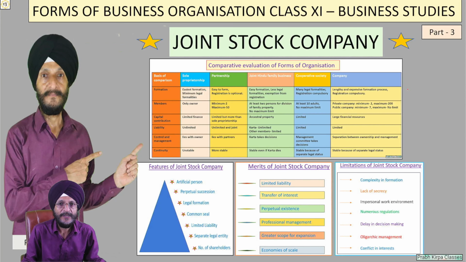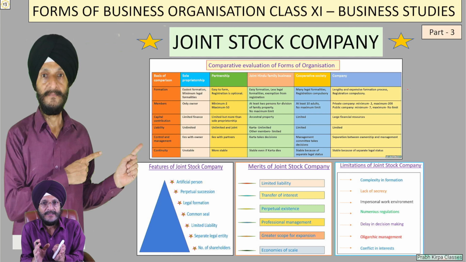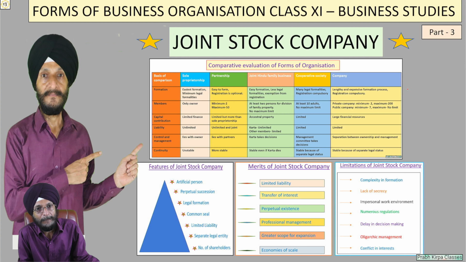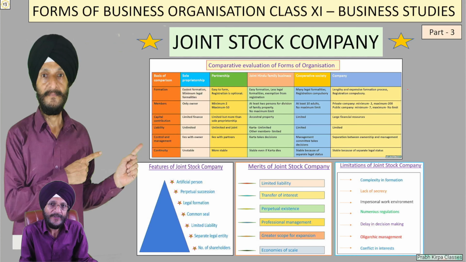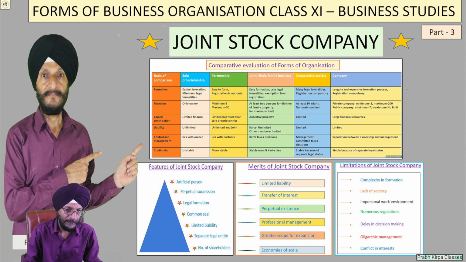In case of cooperative society, some members come together to form a society, and a cooperative society comes into existence. The purpose of cooperative society is not to earn profit but to serve the members. In India, Amul is one of the best examples of cooperative society.